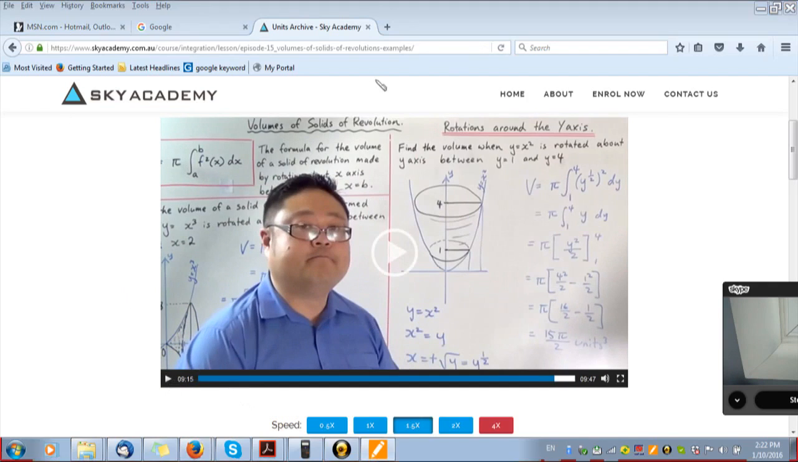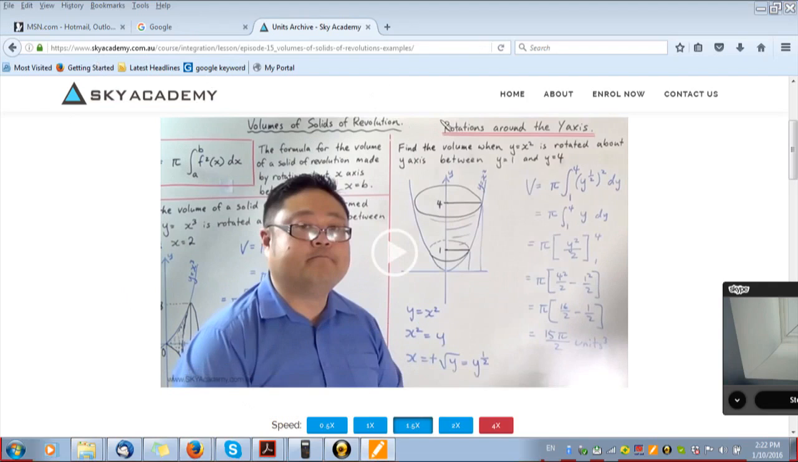Yeah. So when you're doing it rotating around the y-axis instead of the x-axis, you've got to make x the subject of the formula in terms of y, and then square x, right? Yeah. Now, how would that translate with the limits? So what are the limits here? What would the limits here be? X equals 2, so y equals 1, y equals 4, which is what we used, right?